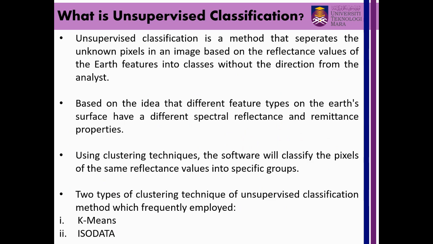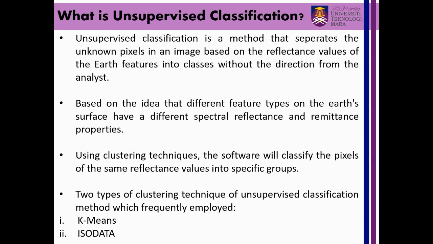What is unsupervised classification? As I already mentioned earlier, there are two types of classification method, which are unsupervised and supervised classification. Unsupervised classification is a method that separates the unknown pixels in an image into classes based on the reflectance values of the Earth features, without direction from the analyst. It is based on the idea that different feature types on the Earth's surface have different spectral reflectance and emittance properties. Using clustering techniques, the software will classify the pixels of the same reflectance values into specific groups.